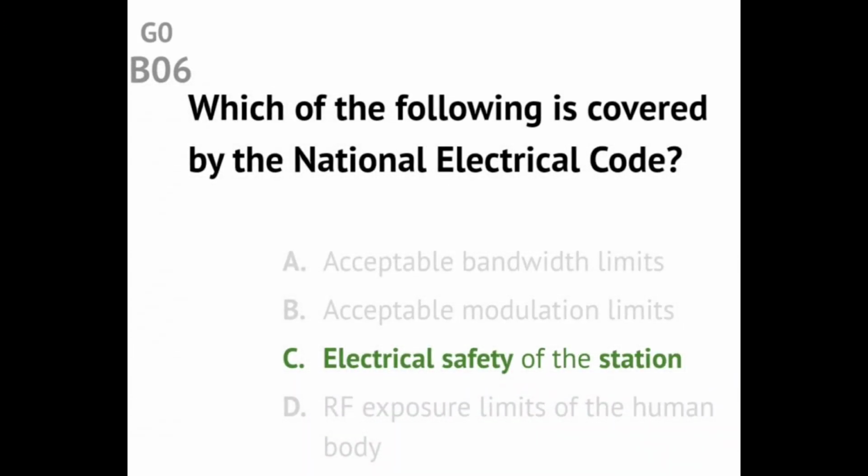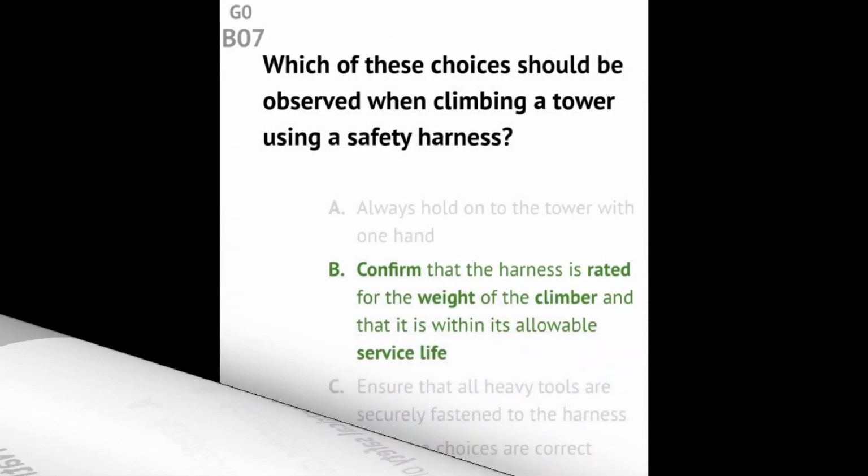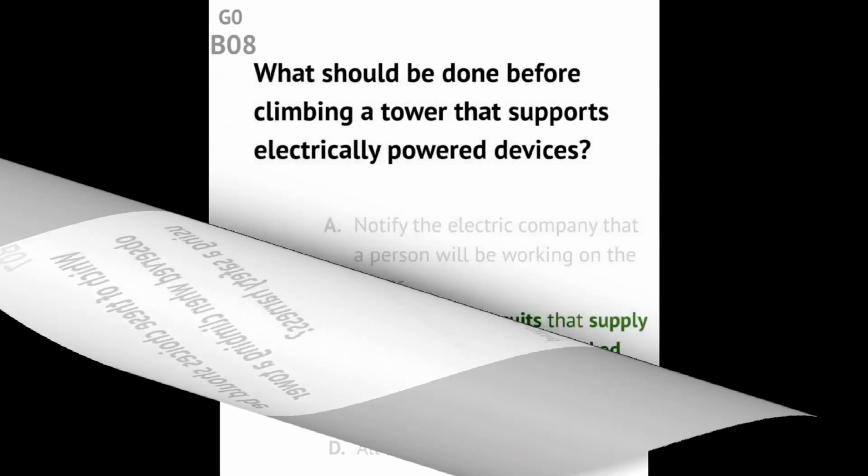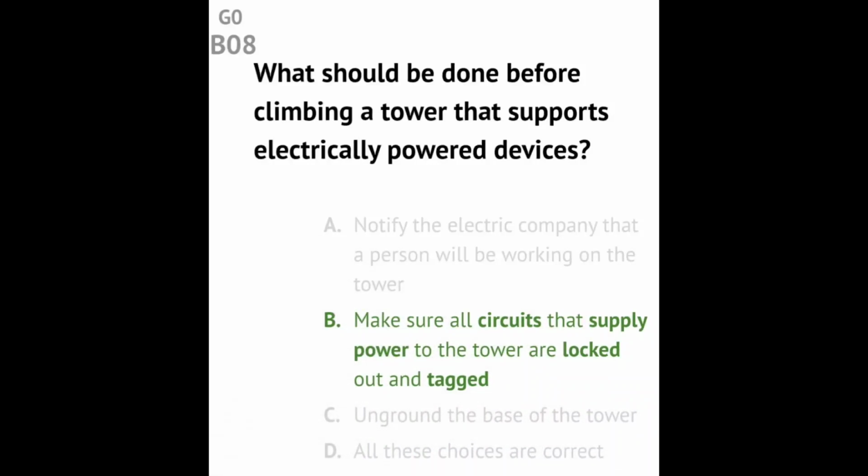Question G0B06. Which of the following is covered by the National Electrical Code? Answer: electrical safety of the station. Question G0B07. Which of these choices should be observed when climbing a tower using a safety harness? Answer: confirm that the harness is rated for the weight of the climber and that it is within its allowable service life.